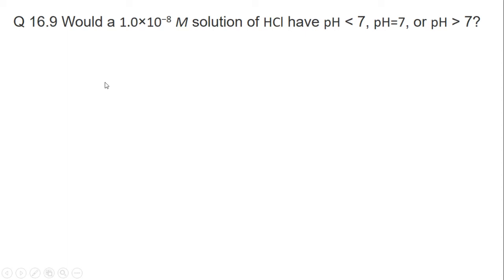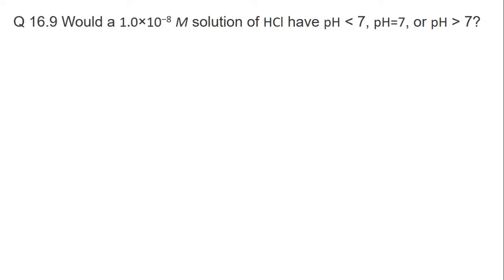So question 16.9, I noticed a lot of people were getting that one wrong as well, and it's just a tricky question. You might just be reading it and going on a gut reaction and answering it before thinking about it a little bit more in depth or doing any calculations.